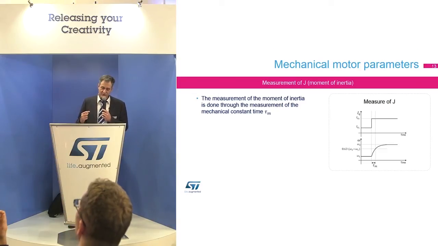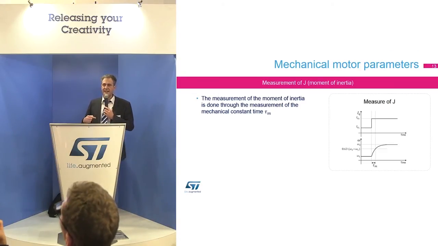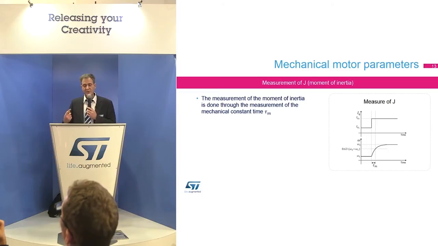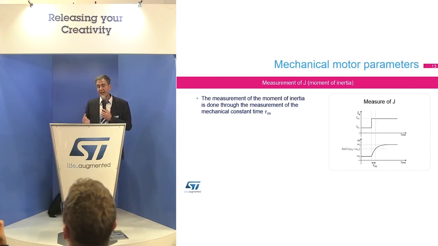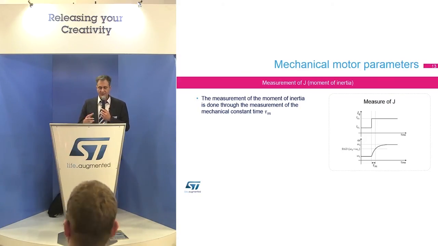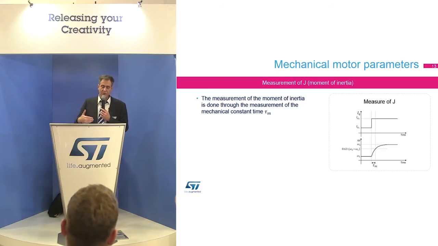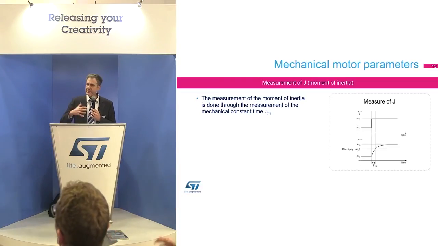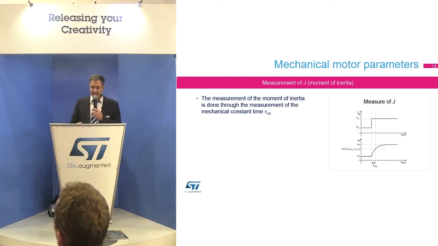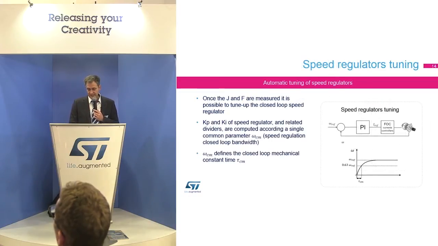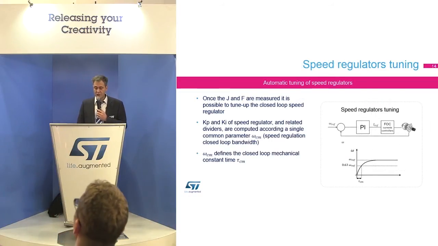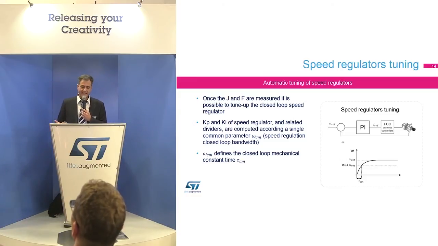So the measurement of the mechanical time constant is used to measure the inertia of the motor in a similar approach that we do with the current. So for the current, we measure the electrical time constant. For the inertia, we measure the mechanical time constant. But the approach is very similar. And also, it is a similar approach to tune the speed regulation.